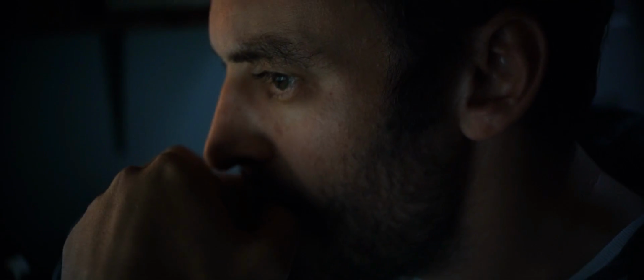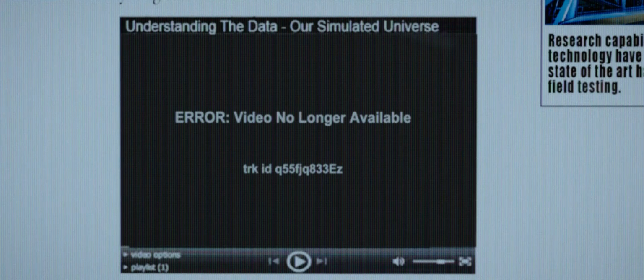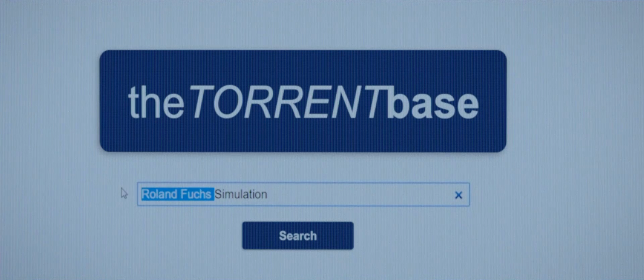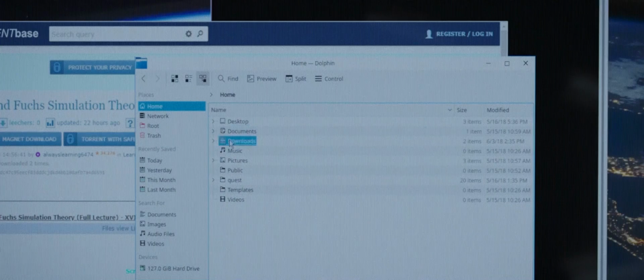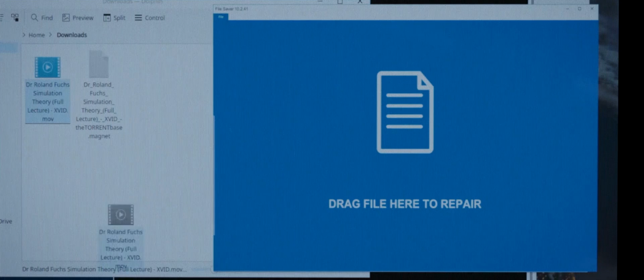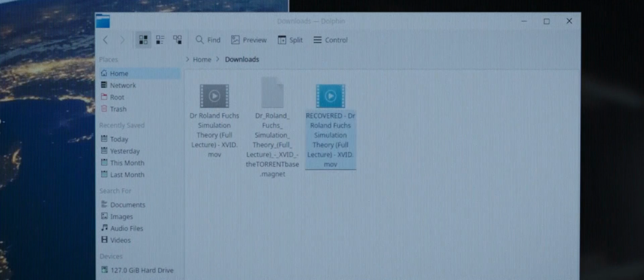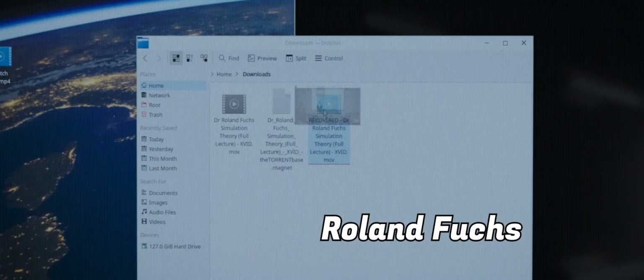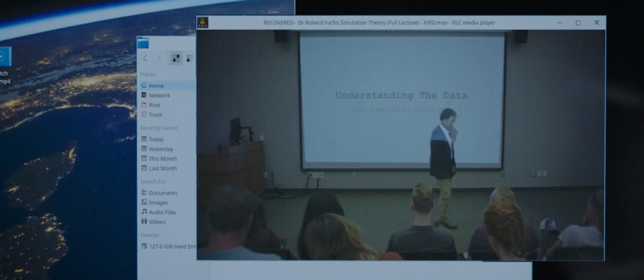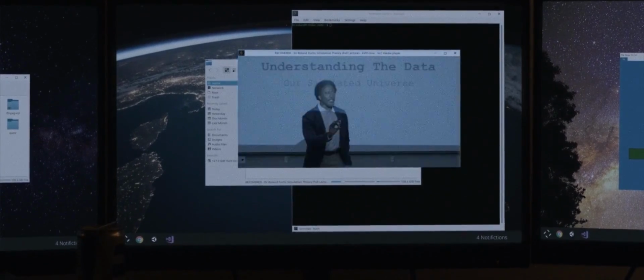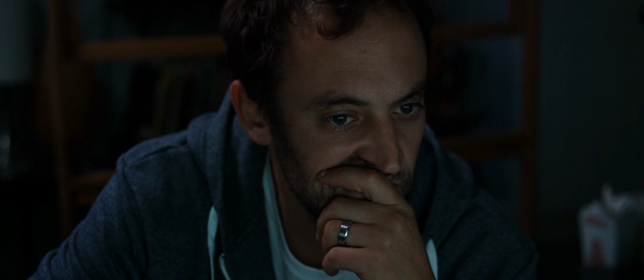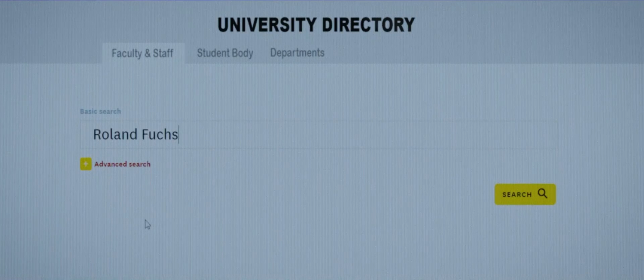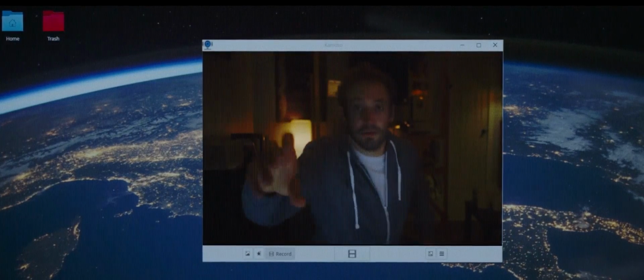However, the video Brendan finds on websites is no longer available, so he turns to piracy sites that have a backup. The downloaded file is corrupted, but with special software, Brendan manages to fix it. The video shows Dr. Fuchs giving a lecture about the simulation theory, but unfortunately, it gets corrupted again, leaving Brendan with nothing. Undeterred, he searches for Fuchs's current workplace and records a video message for him, refusing to give up on his quest for answers.